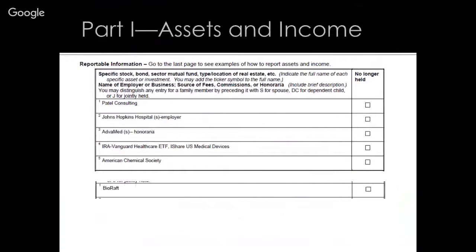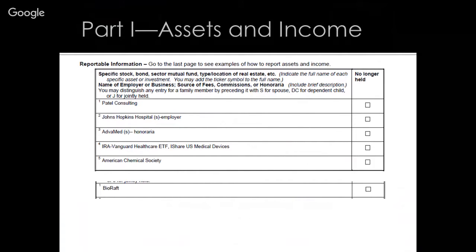Okay, so let's jump into part 1, assets and income, and we're going to walk through each of these listings individually. Primarily, we want to talk about what questions this raises. What do we know about it? What don't we know about it? More importantly, what, if anything, are we going to have to ask the filer about this? So let's start with the first one, Patrick. The first one is Patel Consulting. That's interesting.